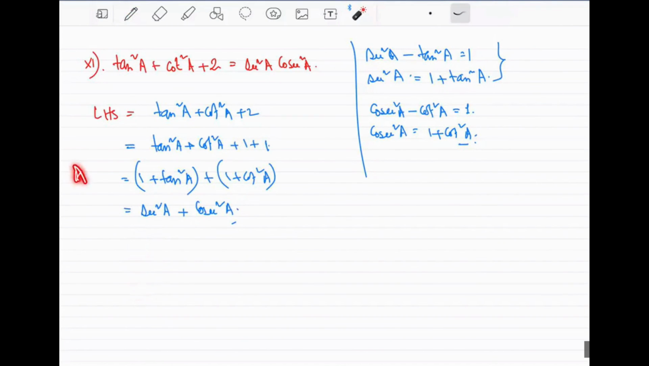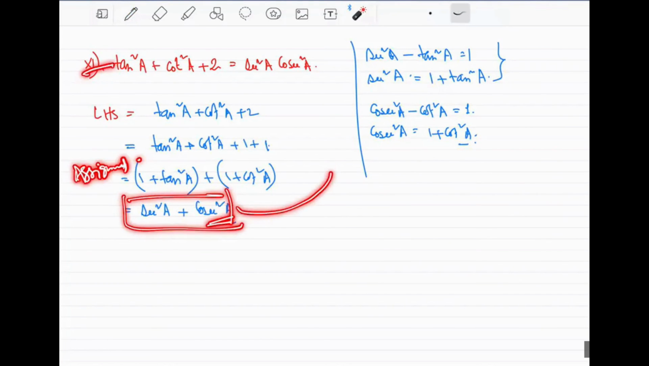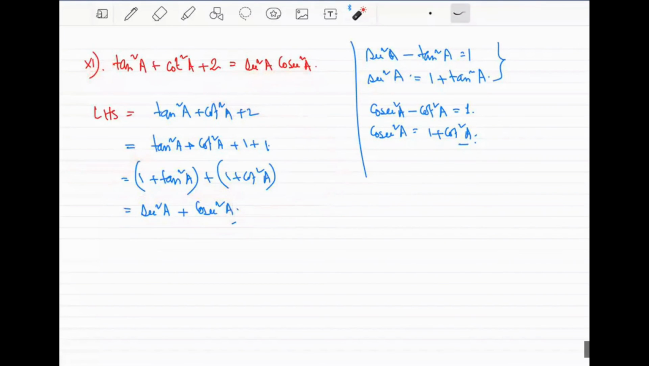And that will be your assignment. Roman number 11, I have done up to here. Your job is to complete this question and then obtain sec square a cosec square a. All right. So make it an assignment.